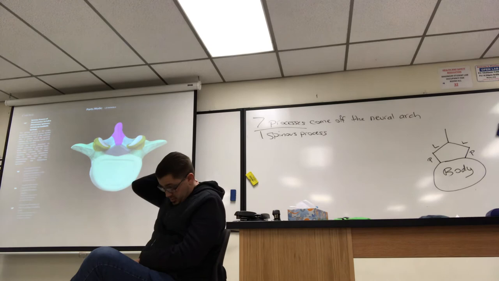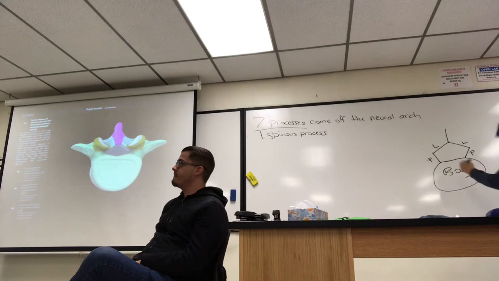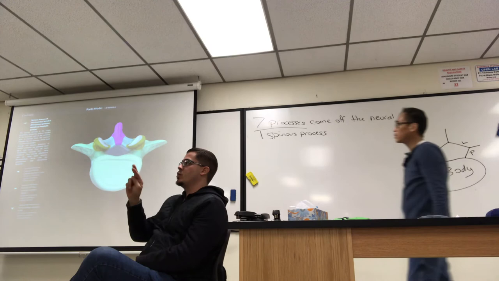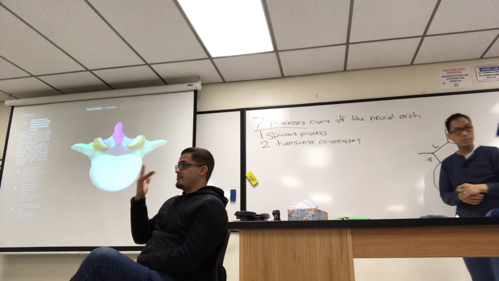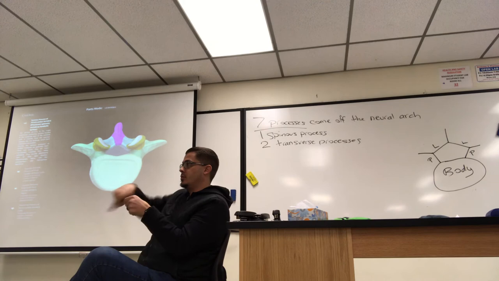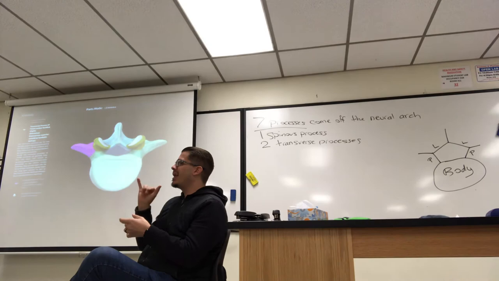In the transverse plane, coming off to the sides, you have two transverse processes. Called so because they're in the transverse plane. So these are long extensions coming off the neural arch. So there's a lot of muscles and ligaments that attach there. These act like levers for muscles and ligaments to attach to give the spine some stability.